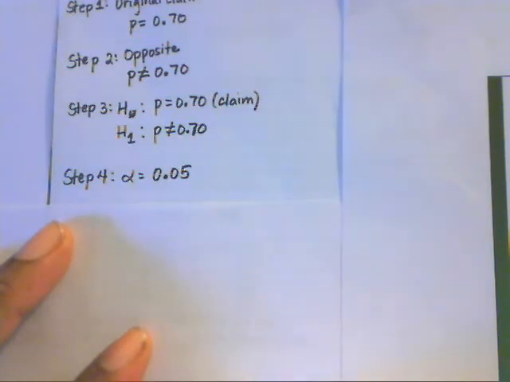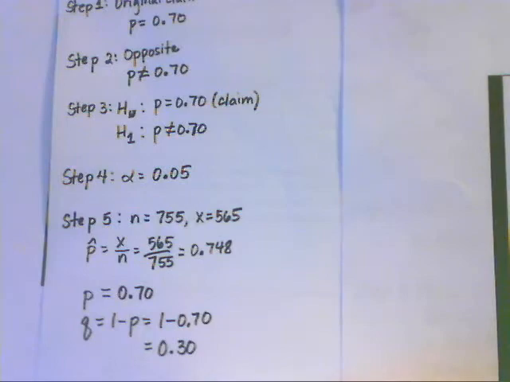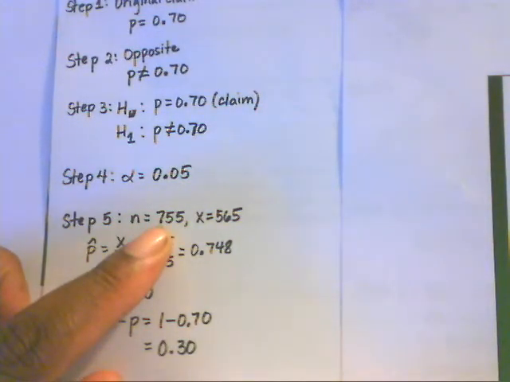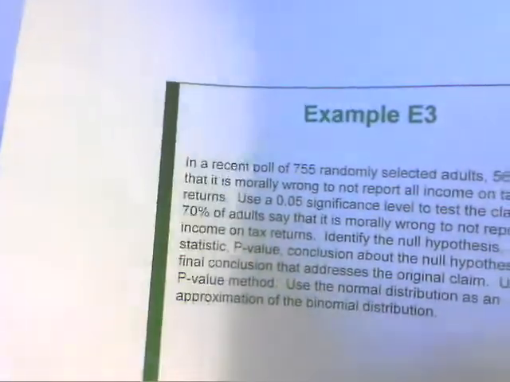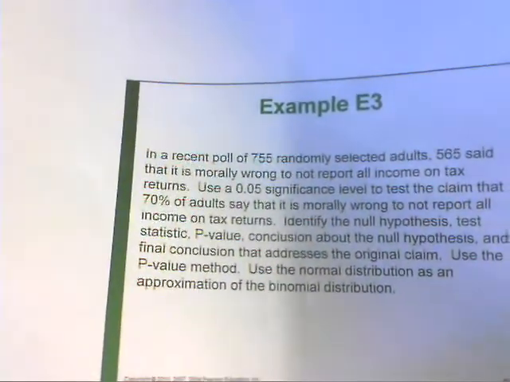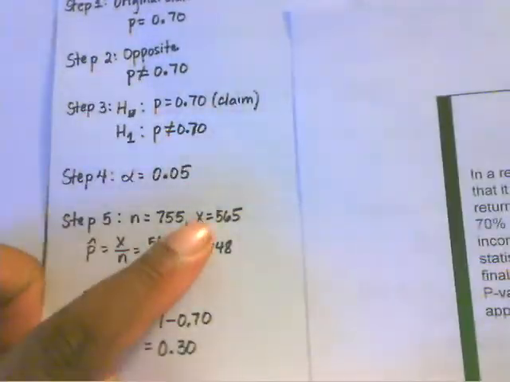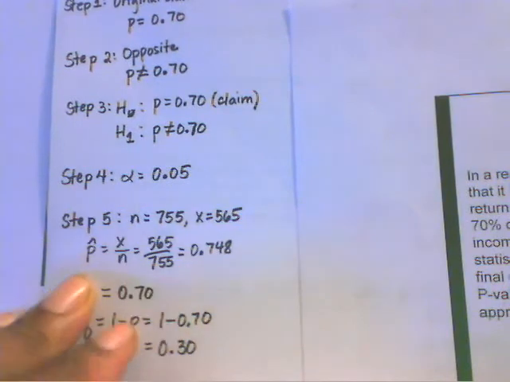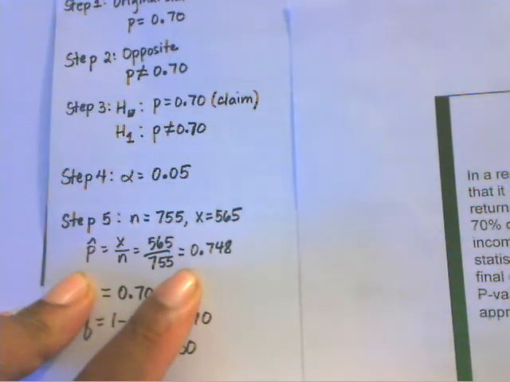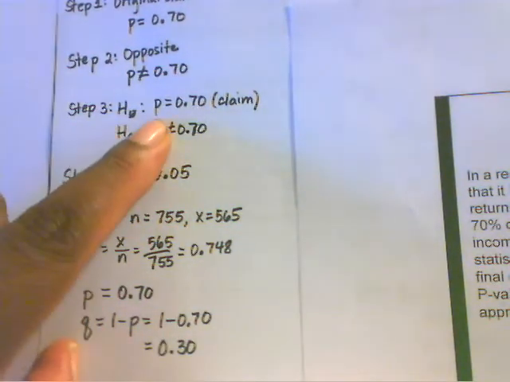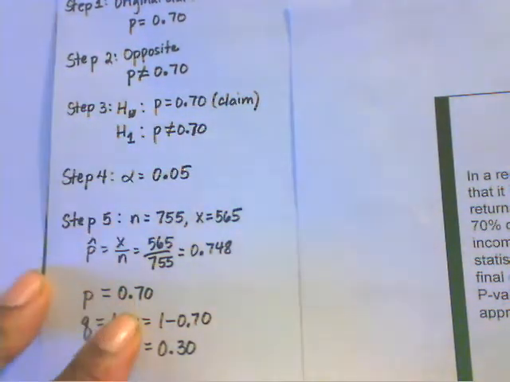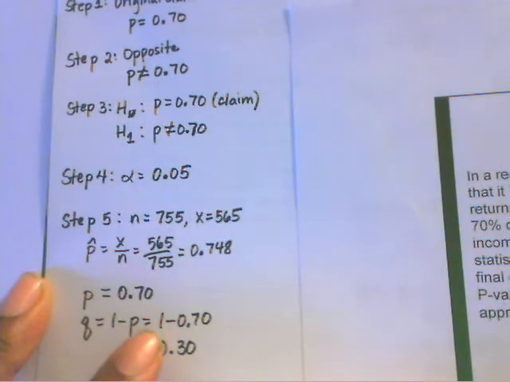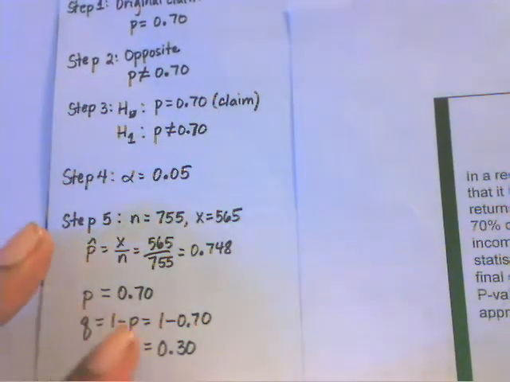Now step number 5 is calculating the test statistic. In this case, our N is the sample size of 755 randomly selected adults. 565 said that it's morally wrong to not report all income on tax returns, so that's your X, 565. To find P hat, we divide 565 by 755 to get 0.748. So P hat is equal to 0.748. And then your P is from your null hypothesis, that's 0.70, which means Q will have to be 1 minus P, or 1 minus 0.70, which is 0.30.